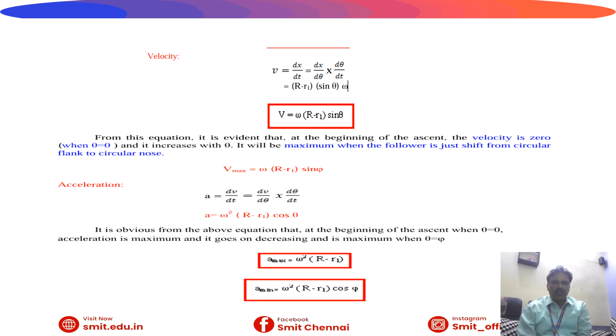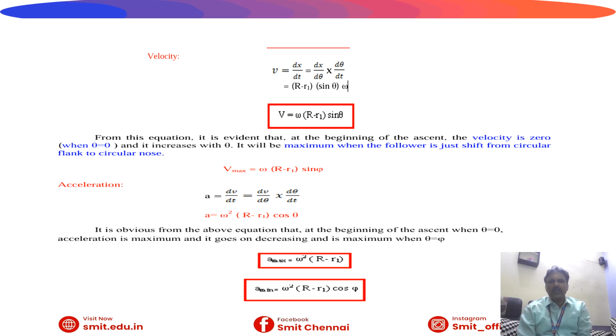The velocity formula is nothing but v equal to omega (r minus r1) sine theta. We are using the derivative dx by dt equal to dx by d theta into d theta by dt. Again, at the beginning of the ascent, the starting position, the velocity will be 0 only. So there is no theta.